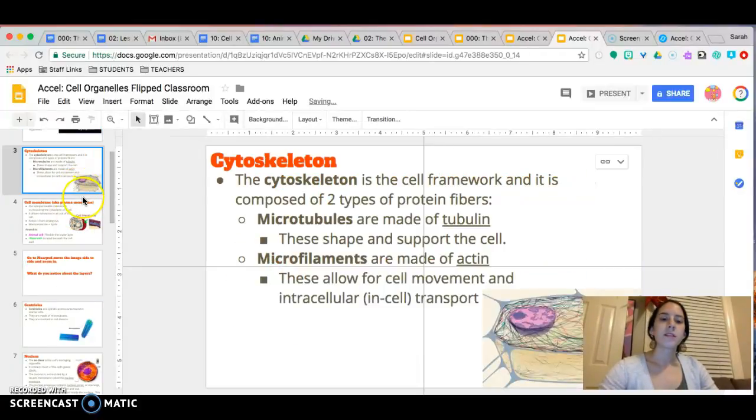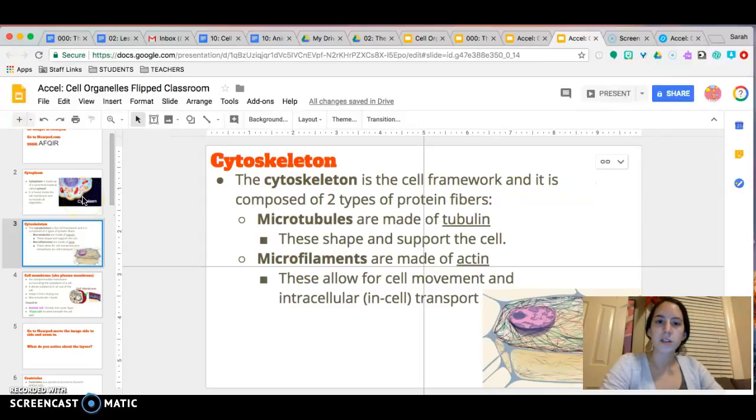Okay, next thing is cytoskeleton. So cytoskeleton is the framework of a cell. It's going to be usually on the outside portion of the cell, and it's going to keep its shape. So there are two types of protein fibers that it's made of: microtubules, which are made of tubulin. These help shape and support the cell. Then there's microfilaments, which are made of actin, and these allow for cell movement and intracellular or in-cell transport. That means moving one thing from one corner of the cell to the next one. That's pretty much all the information you need for that one.